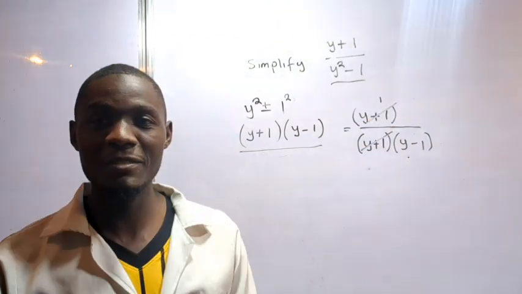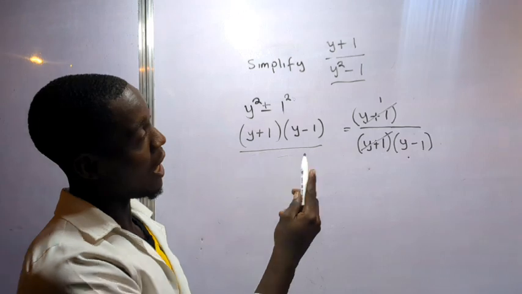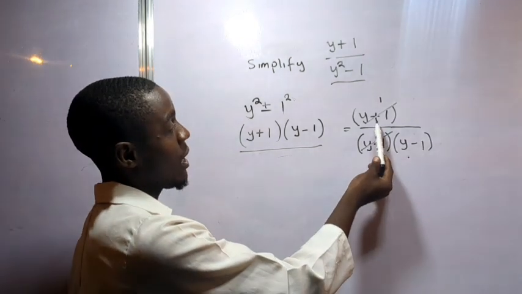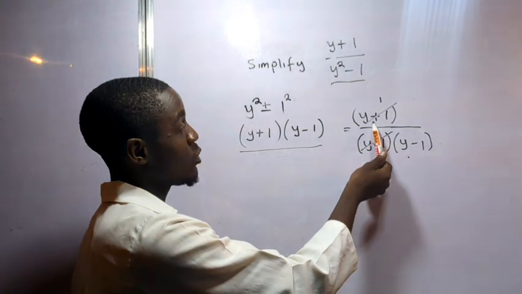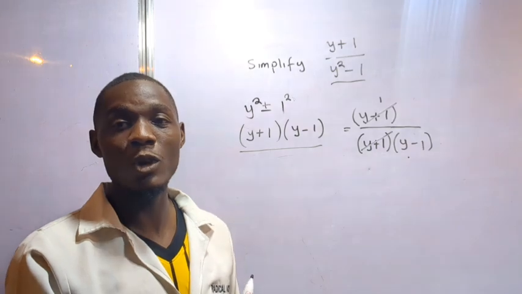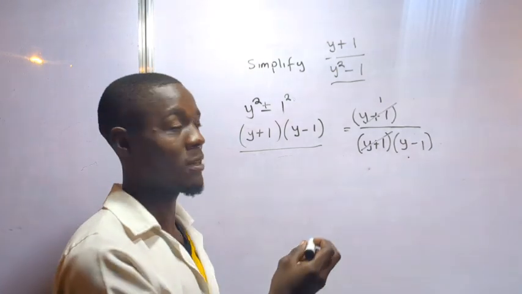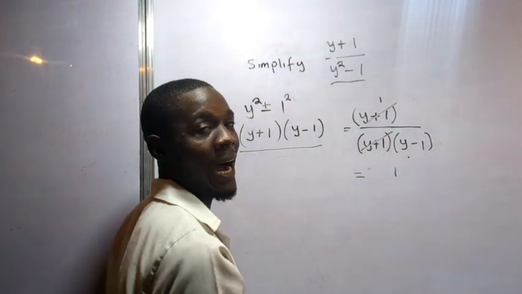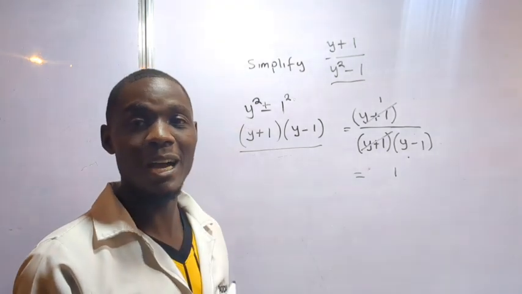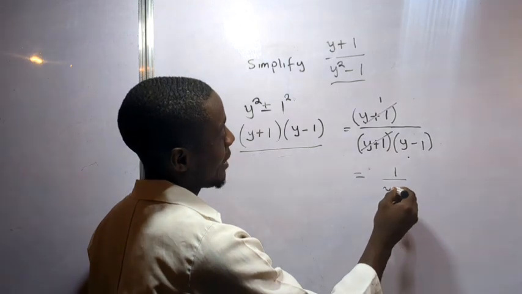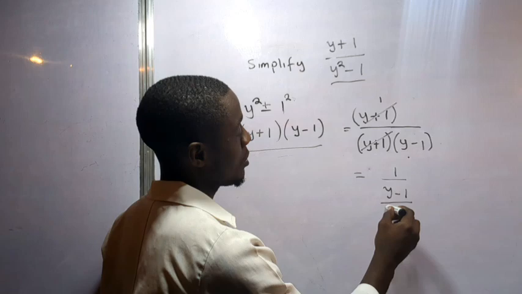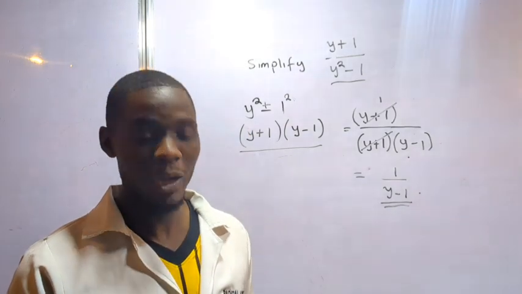After dividing, you can now see that this expression is the one that can be divided into that expression, and this leaves a 1 on top, which is the numerator. And at the bottom, we have the denominator being left as y minus 1. And this ends your solution to the asked question.